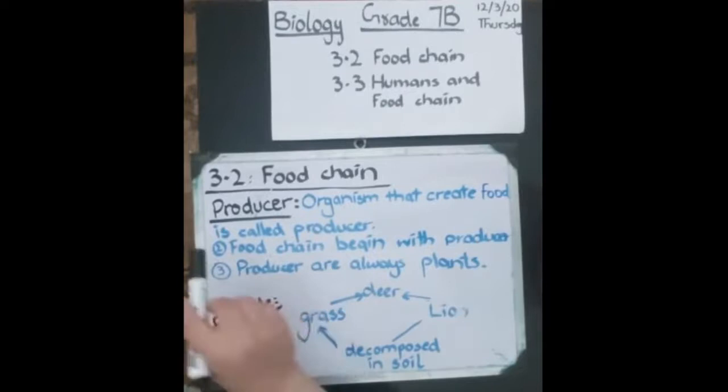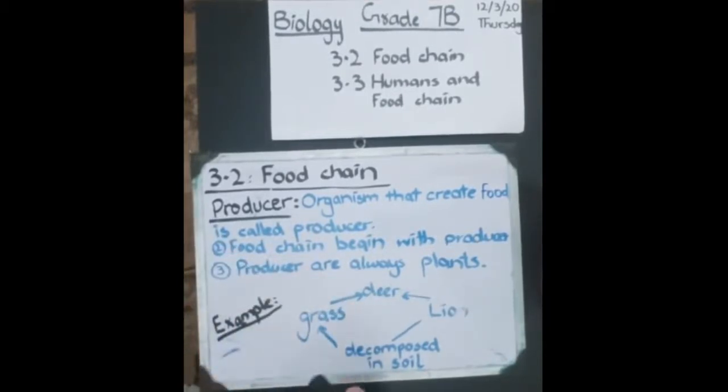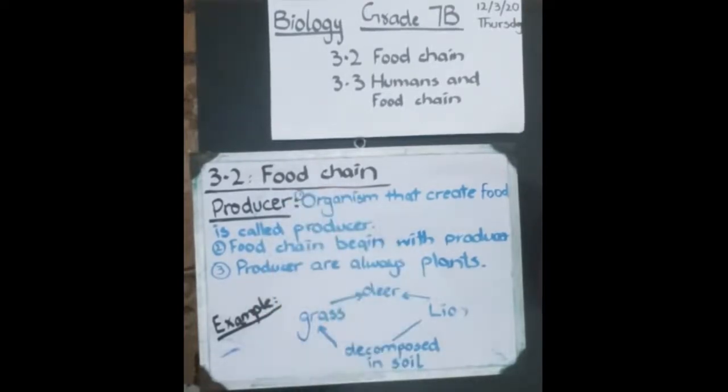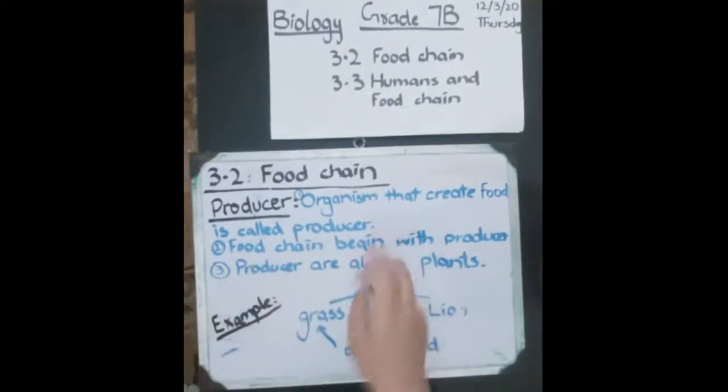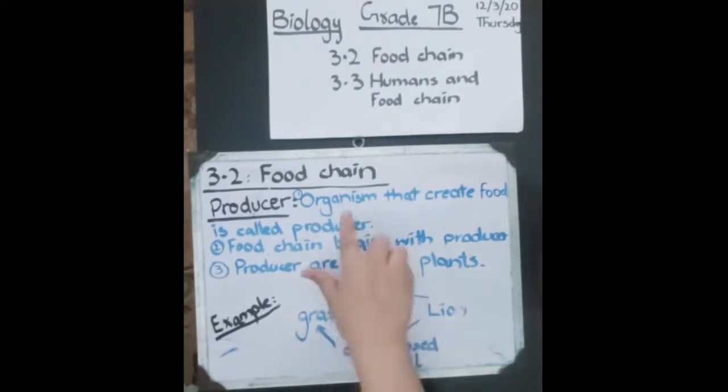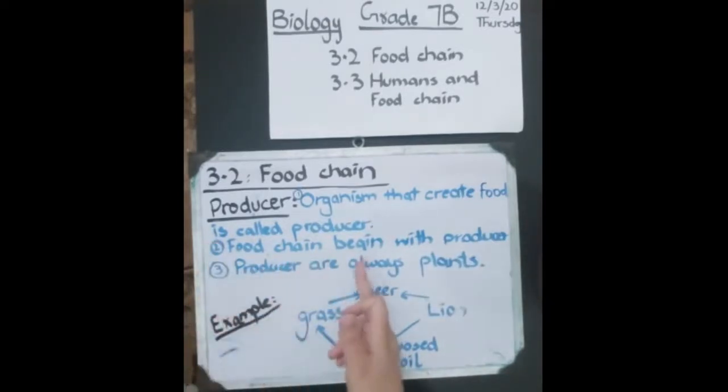So we will discuss producer. So what is a producer? Point number 1, its definition. Organism that creates food is called a producer. For example, plants. Plants create food. Plants create fruits, seeds, roots, leaves. Okay, we eat the roots of plants, we eat the leaves of plants, we eat the stem of plant, we eat the fruit of plants. So we can say that organisms that create food, that produce food, are called producers.